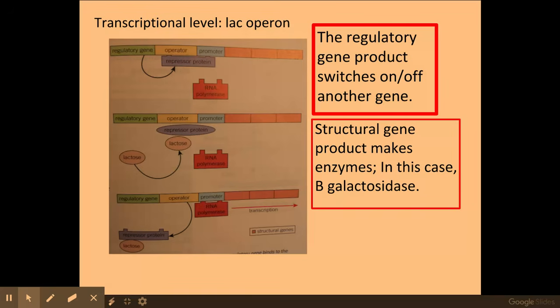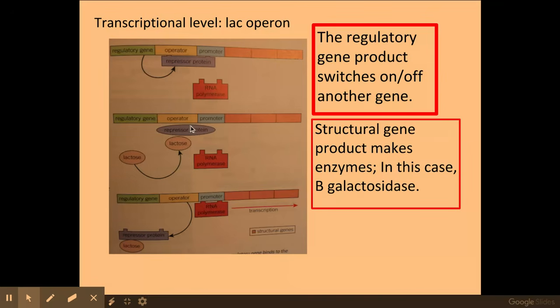Now, there's no point in the bacteria making these enzymes and proteins when lactose isn't present because it's just wasting resources. So it's got this very clever Lac Operon, which determines if I'm going to be making these enzymes or not. So first of all, I have this regulatory gene, and the products of this regulatory gene switch on or off the other genes. In this particular case, my regulatory gene codes for the repressor protein.